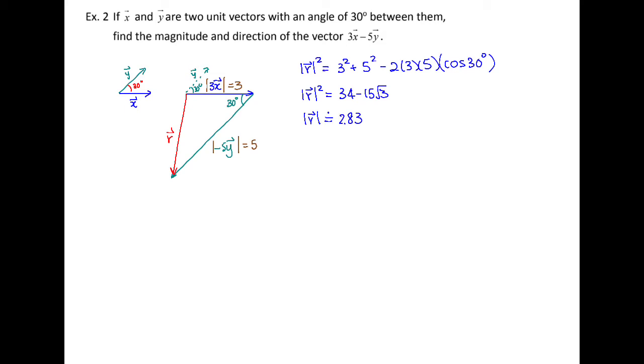Now we have to find the direction of the resultant vector. Since the tail of the resultant vector is connecting to the tail of the vector x, this is going to be the angle that we want to find. Let's call this theta. In a non-right angle triangle, there are 2 ways to find angle theta. One is to use sine law, and the other one is to use cosine law.